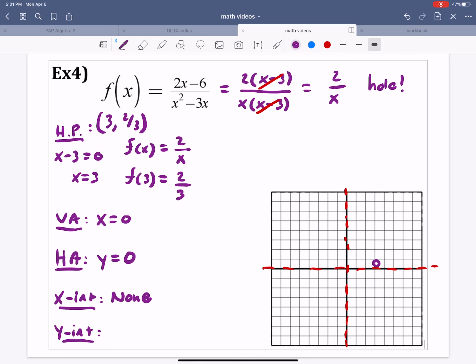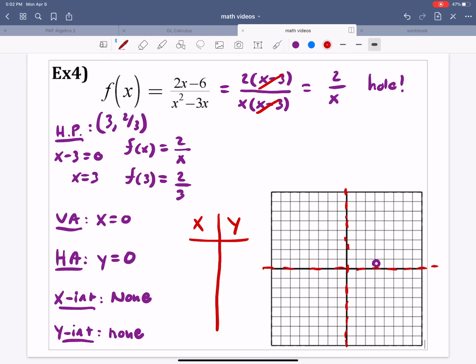On the y-intercept, we set all x equal to 0 and solve. Well, here's the problem. If we set this x equal to 0, we would have to divide by 0, and that's no bueno. We cannot do that. So there is no y-intercept either. Okay? So now what I'm going to do next is make a table of values and try to identify where these two branches of the graph are going to be located.